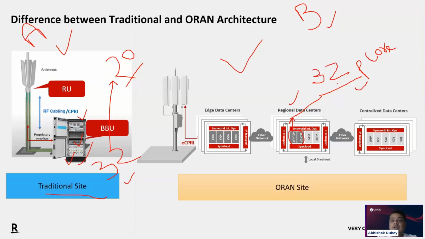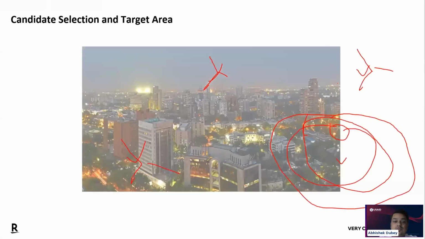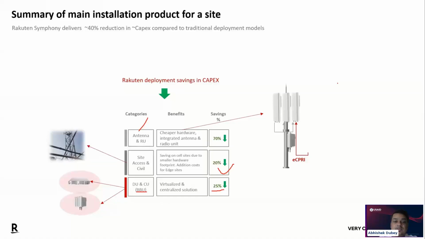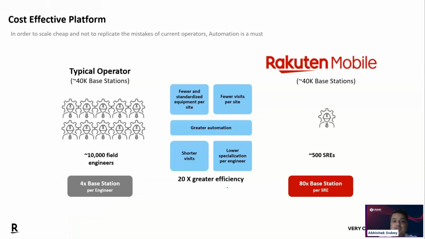So our resources are more optimized and it is centralized. So this is the things I wanted to show you from this slide, guys. So that is why we are getting this 25%. The next one is a cost-effective platform.